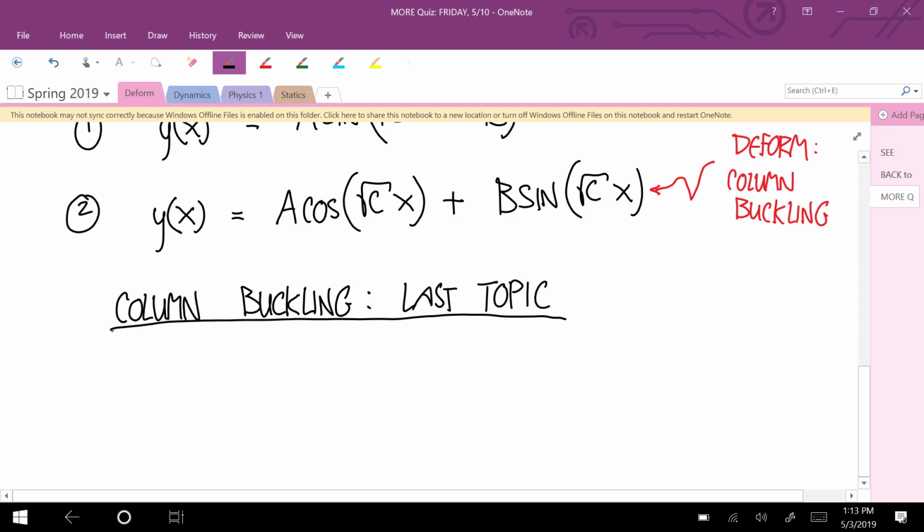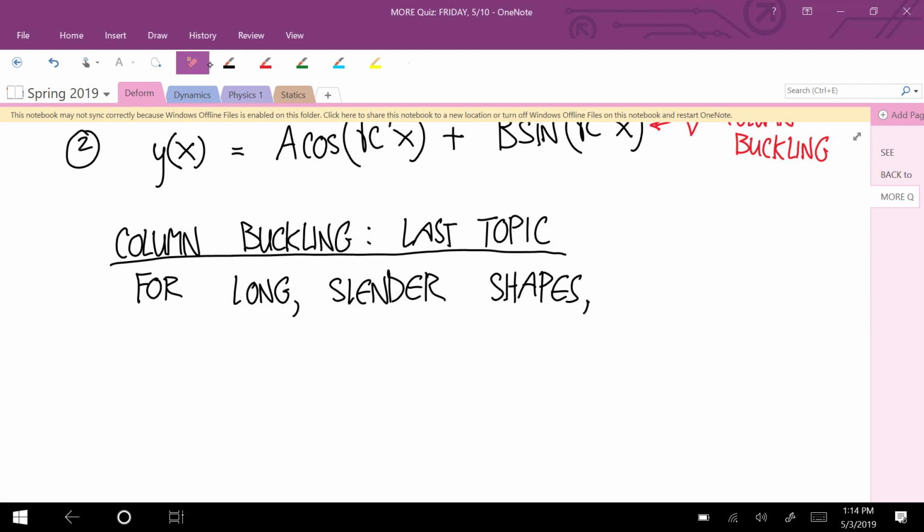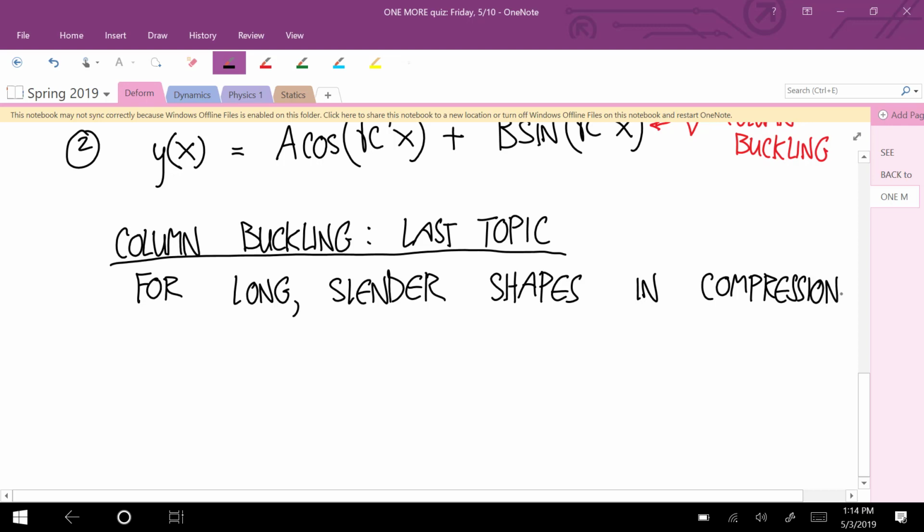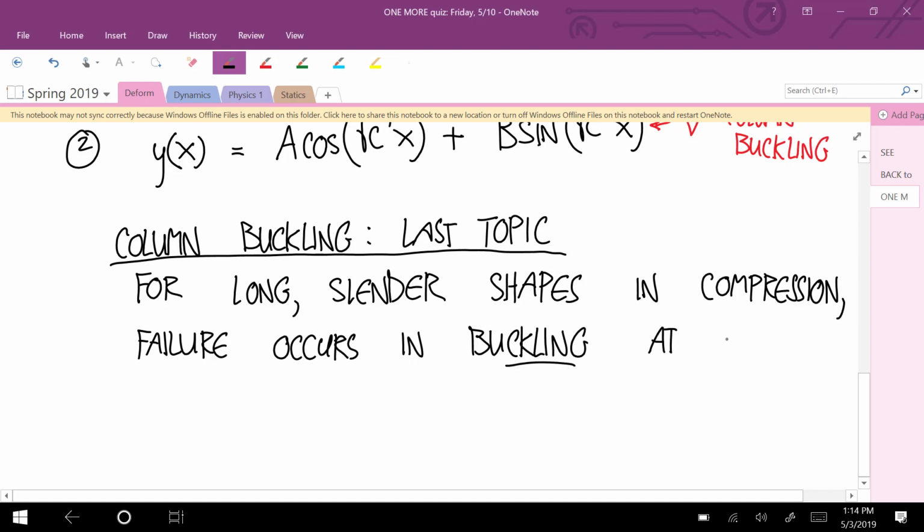Okay, so the idea is that for long, slender shapes, and actually in compression, failure occurs in buckling at lower loads than it occurs in pure compression.